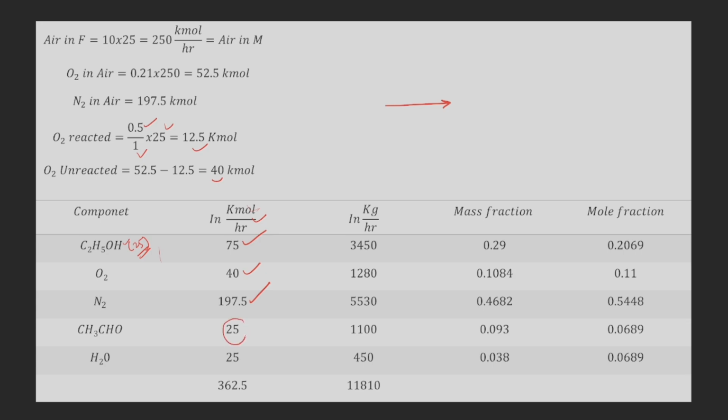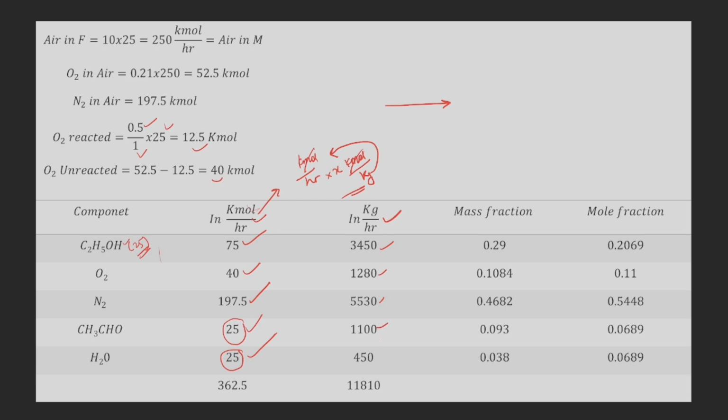CH3CHO: ethanol reacted 25, so it is the same according to the stoichiometric coefficient, 1 by 1 into 25, and that is H2O. Now for kg per hour, just multiply with the molecular weight. See, this unit is kilomole per hour. When you multiply with molecular weight, kg per kilomole, the kilomole and kilomole cancel, and it will come as kg per hour. Always remember the unit and always write the unit.